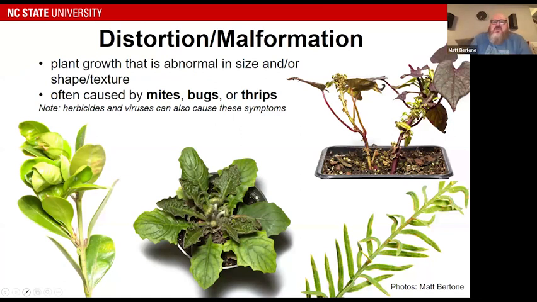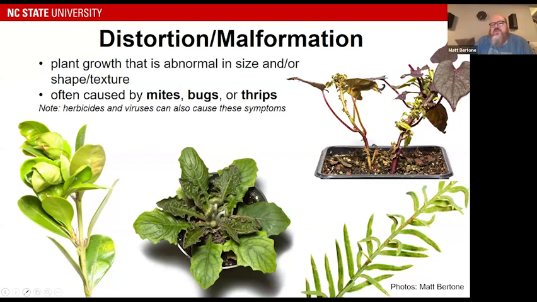Distortion or malformation. This is where plant growth is abnormal in size and/or shape and texture. This is often caused by mites, bugs, and thrips, so sucking arthropods. Again, the tissue isn't taken away, but something in their saliva is making the plants physiologically grow in distorted leaves.